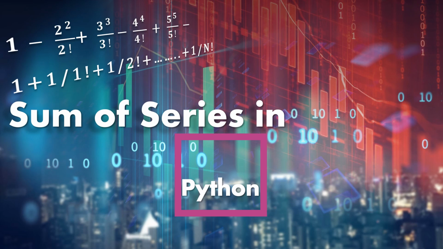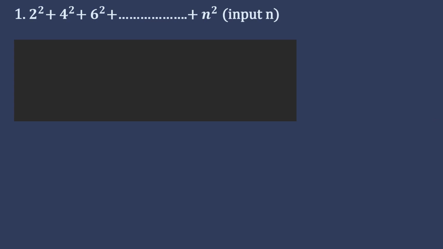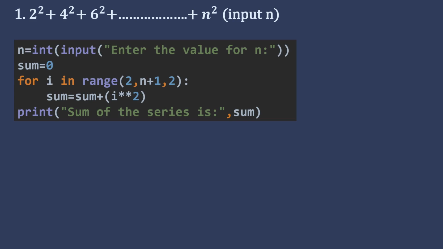Hi everyone, in this video we will discuss how to find out the sum of different basic series in Python. Now let's begin with a very simple program. We have to find the sum of this sequence, that is 2 square plus 4 square plus 6 square, like this. So the program will be like this.